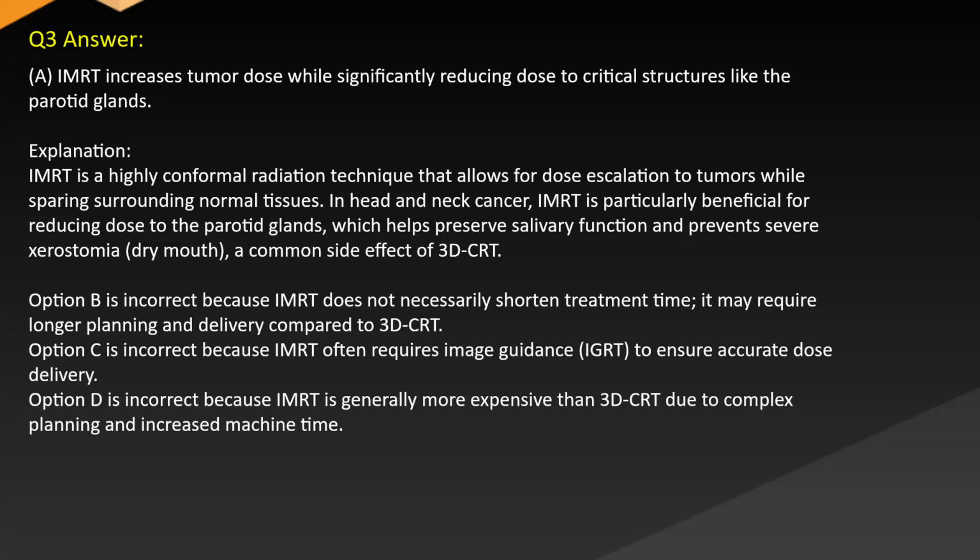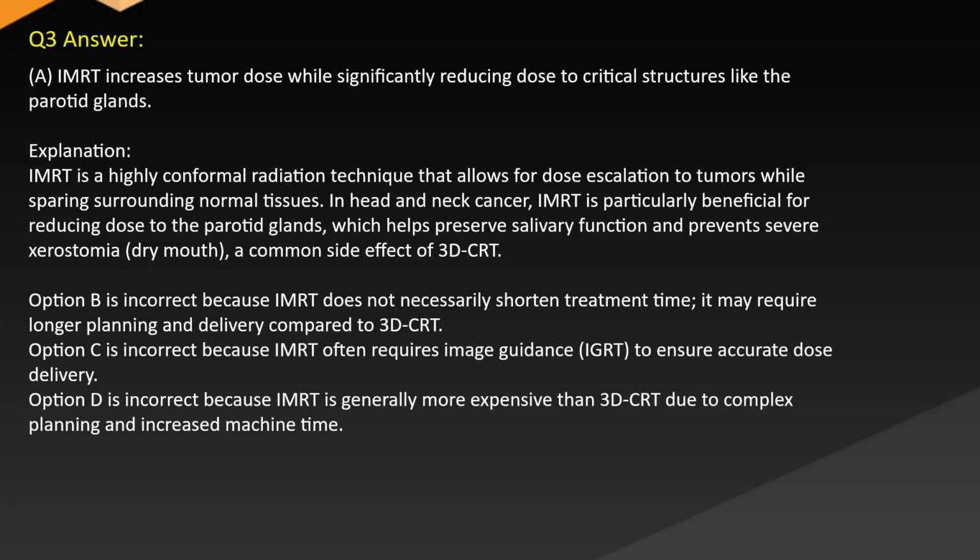Answer: A. IMRT increases tumor dose while significantly reducing dose to critical structures like the parotid glands. Explanation: IMRT is a highly conformal radiation technique that allows for dose escalation to tumors while sparing surrounding normal tissues. In head and neck cancer, IMRT is particularly beneficial for reducing dose to the parotid glands, which helps preserve salivary function and prevent severe xerostomia, or dry mouth, which is common with 3DCRT.